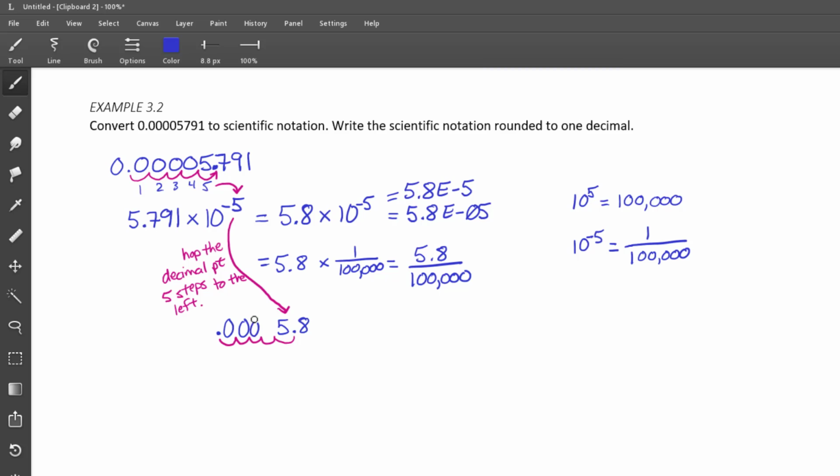0, 0, 0. And we get our original number back. Of course, you can put a 0 before the decimal or not. Now, we didn't exactly get the original number back, though, did we? Because we rounded it when it was in scientific notation. The thing about scientific notation is it is display only.